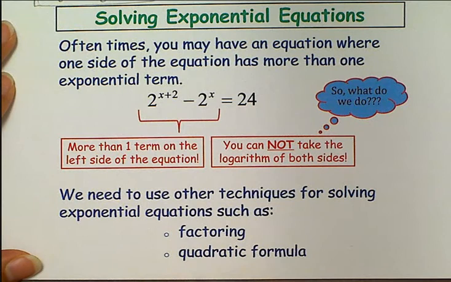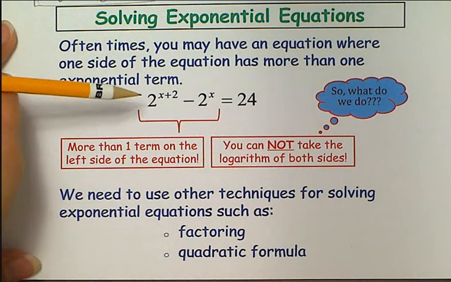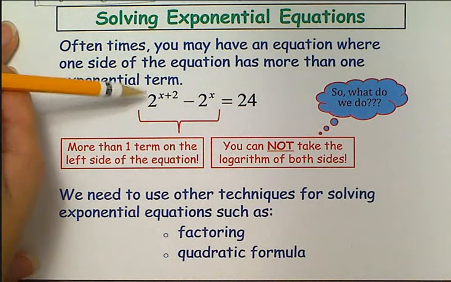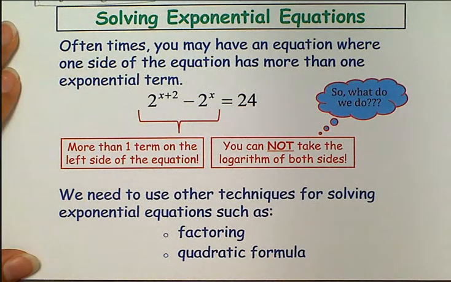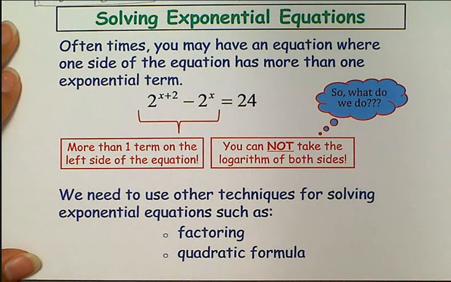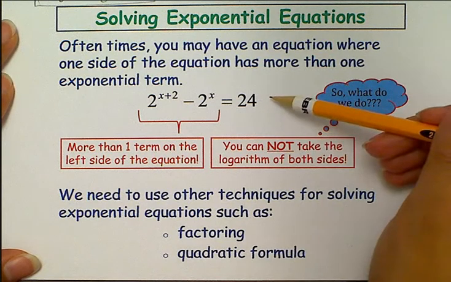Okay, to sort of elaborate with the factoring, the example that I have here, which is 2 times 2 to the exponent x plus 2 minus 2 to the exponent x equals 24. This example here you can actually solve by factoring, and we're going to do this one in a few minutes.